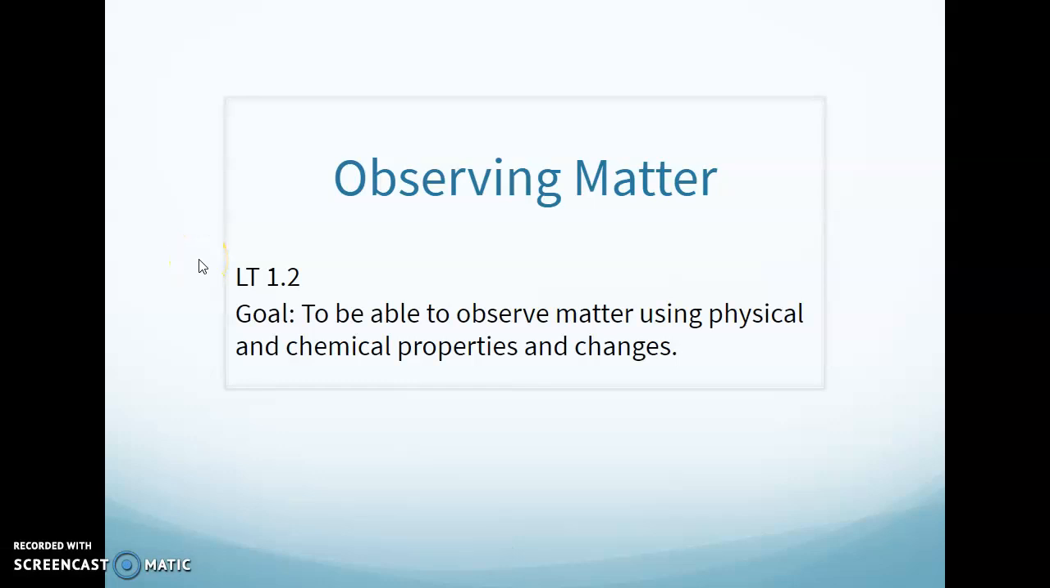Everyone, welcome to this video lesson on observing matter. Within this lesson, we're going to be looking specifically at learning target 1.2, and the goal by the end of these notes is to be able to observe matter using physical and chemical properties, as well as looking at physical and chemical changes too. Now, we'll be doing more practice with these concepts Monday and Tuesday in class next week, and then you guys can anticipate a learning target 1.2 quiz towards the end of next week as well.